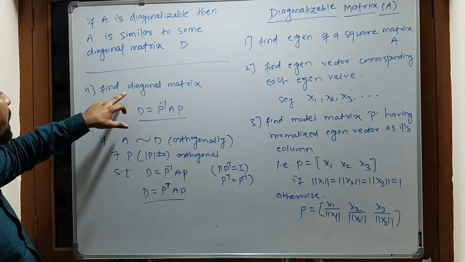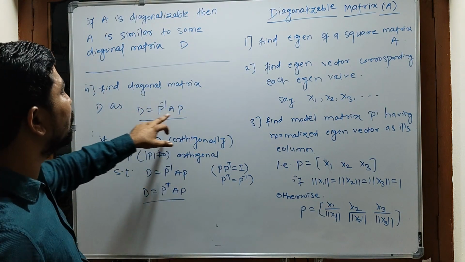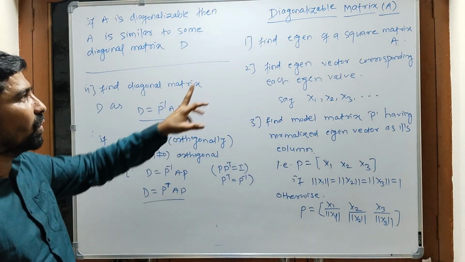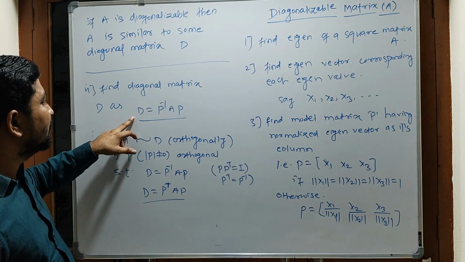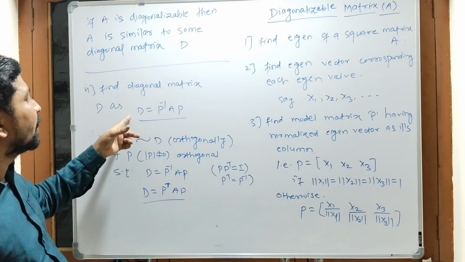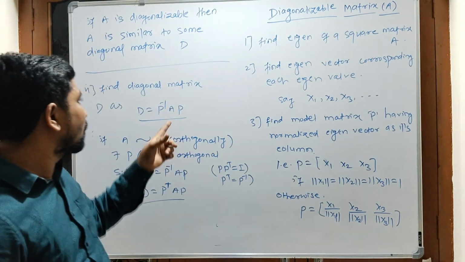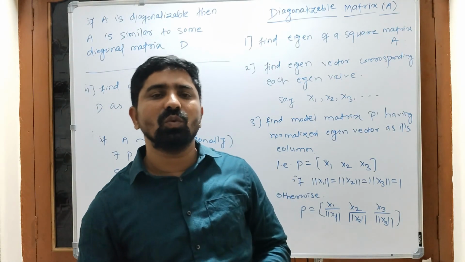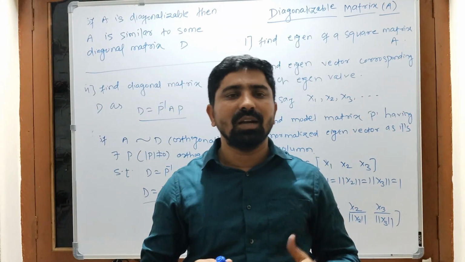Find the diagonal matrix D by using this equation, D equals P inverse AP. Here P is the modal matrix and A is your original given matrix, and D is the diagonal matrix having the eigenvalues of your matrix A on its diagonal. So this is the working rule to convert the given matrix into a diagonal matrix, that is, diagonalization of a square matrix.